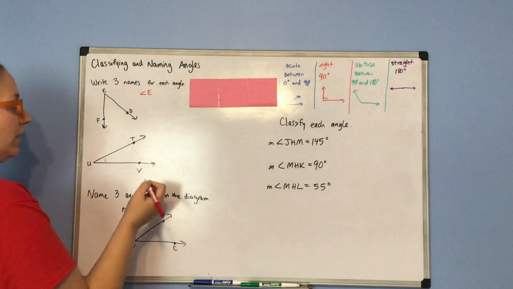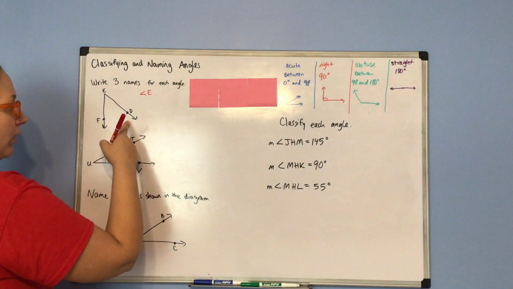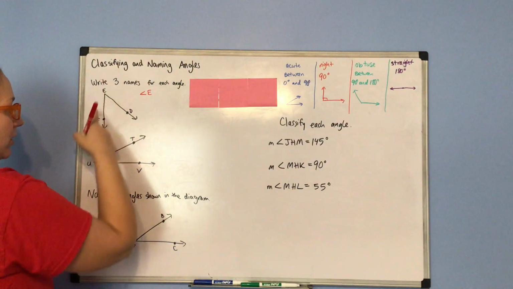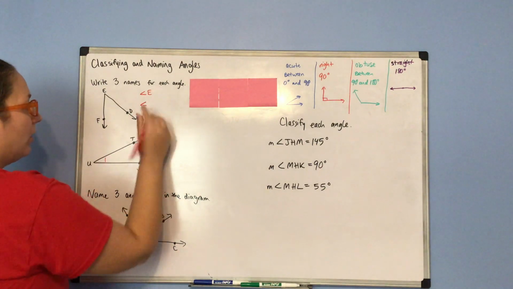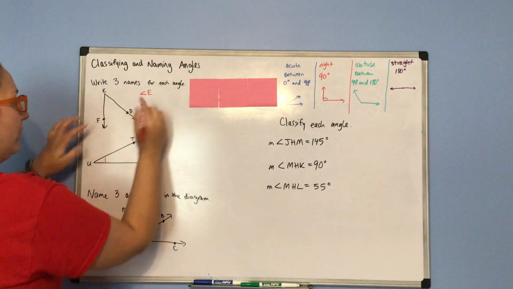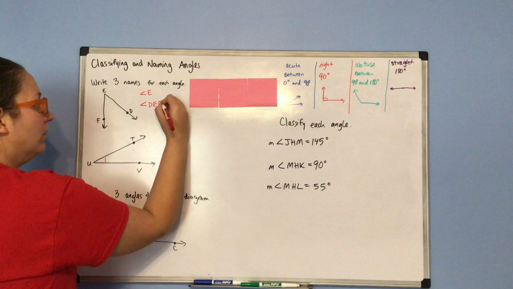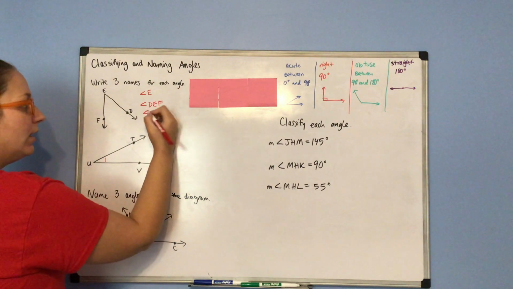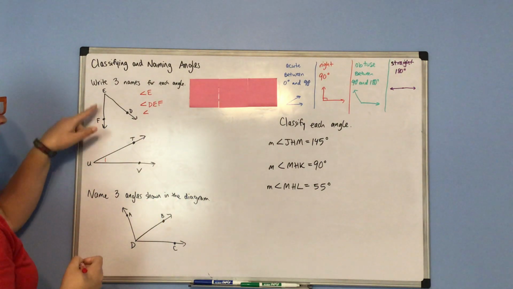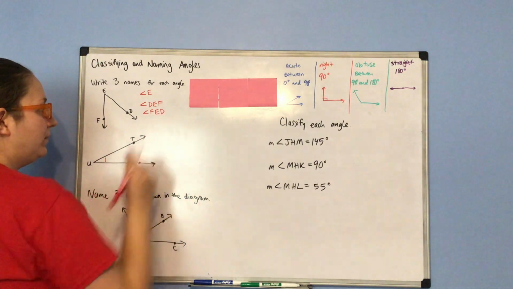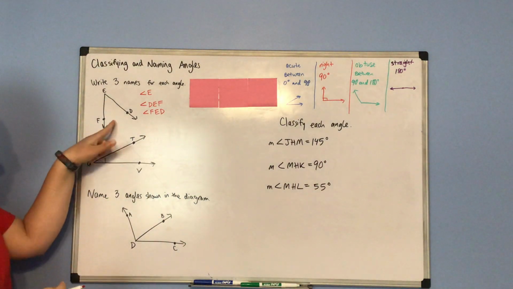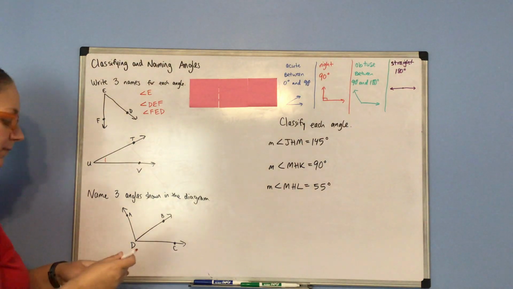Another way I can name this angle is to go from one side to the vertex to the other side, as long as I have the 2 sides labeled. So I can also call this angle DEF, making sure the vertex letter is in the middle. I could also go the other direction and go FED, again with your vertex in the middle. So those are 3 names that I could call this angle right here.